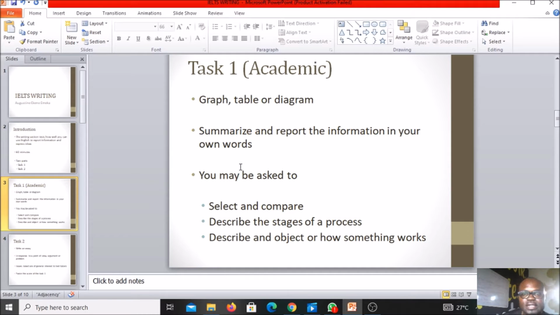So let's look at task 1. There are two types of IELTS. You have the academic, those going for school. Then you have the general test, those going for work and migration. For the academic, task 1 comprises graphs, tables, and diagrams. I'm going to give you an example of what this is like so that you understand better.